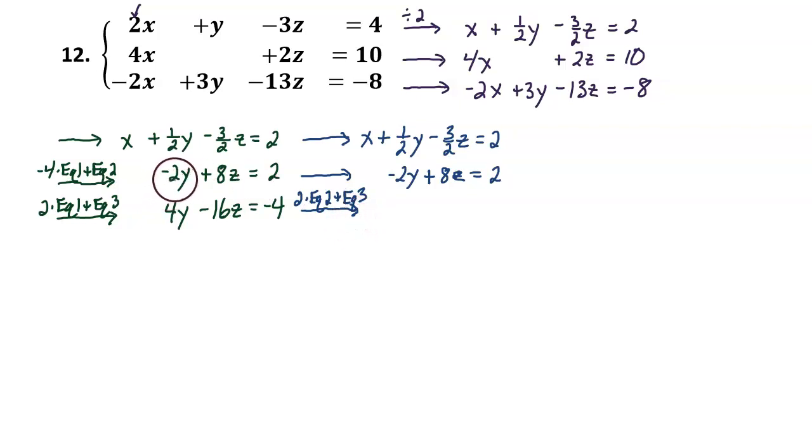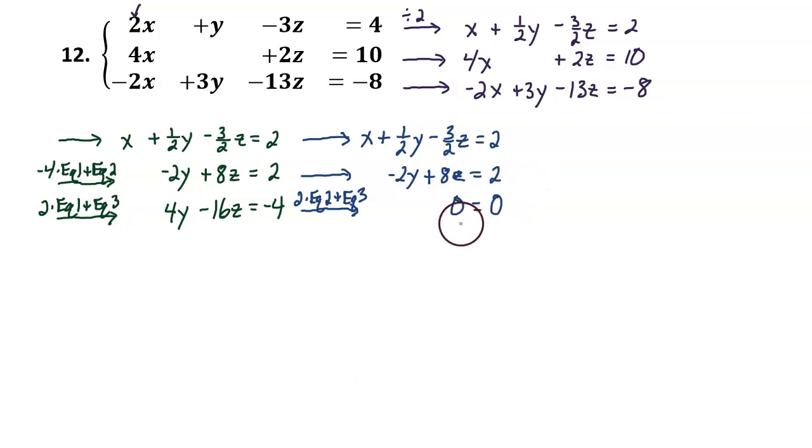2 times negative 2y is negative 4y. When you add positive 4y, it's eliminated. 2 times 8z is 16z. And then you add the negative 16z, and that's eliminated. It just makes a 0 on the left side of the equals. 2 times 2 is 4. 4 added to negative 4 makes 0.